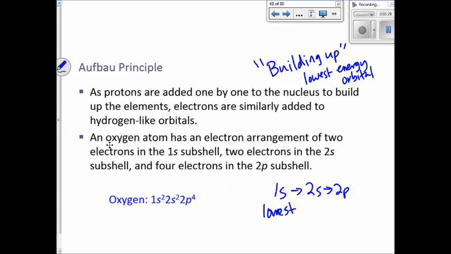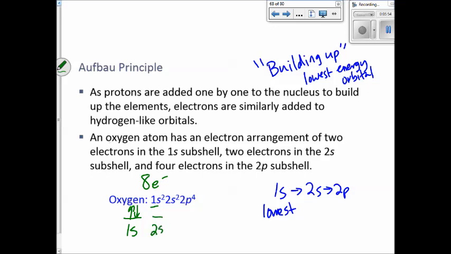So if I'm doing oxygen, oxygen has 8 electrons. And we're talking about a neutral oxygen atom because oxygen's number 8. That means 8 protons, so neutral oxygen's going to have 8 electrons. So 2 of them would go here in the 1s. And if you were doing the orbital diagram, we would fill the orbital diagram with our arrows. Okay, the arrows representing the electrons.